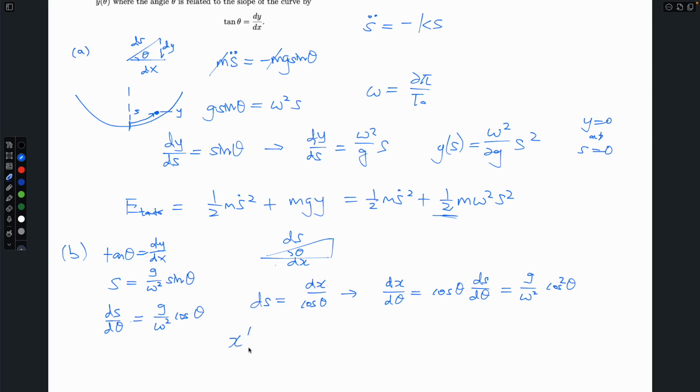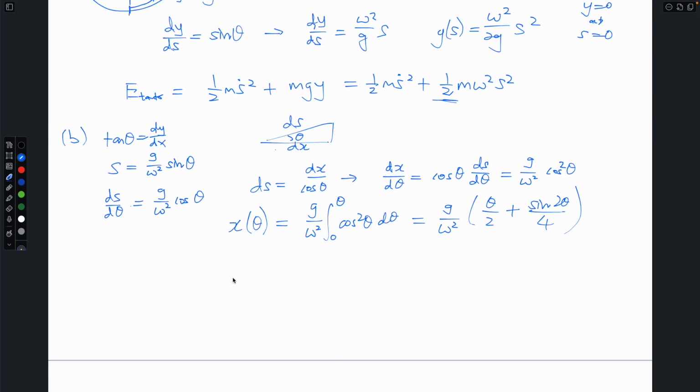Okay, but you can just integrate this expression to get x as a function of theta. Cosine squared theta d theta from 0 to theta is equals to. Okay, yeah. So this is the parametric equation for x.